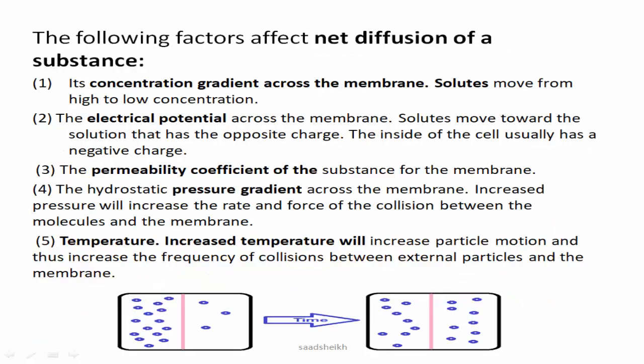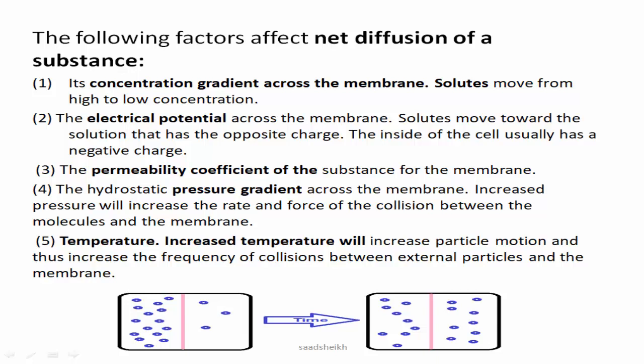The following factors affect net diffusion of a substance: 1. Its concentration gradient across the membrane. Solutes move from high to low concentration. 2. The electrical potential across the membrane. Solutes move toward the solution that has the opposite charge. The inside of the cell usually has a negative charge.